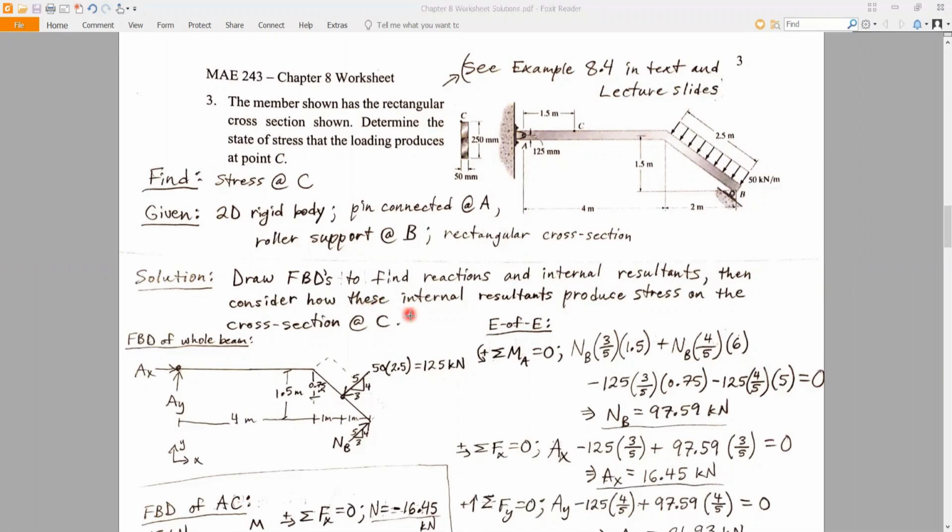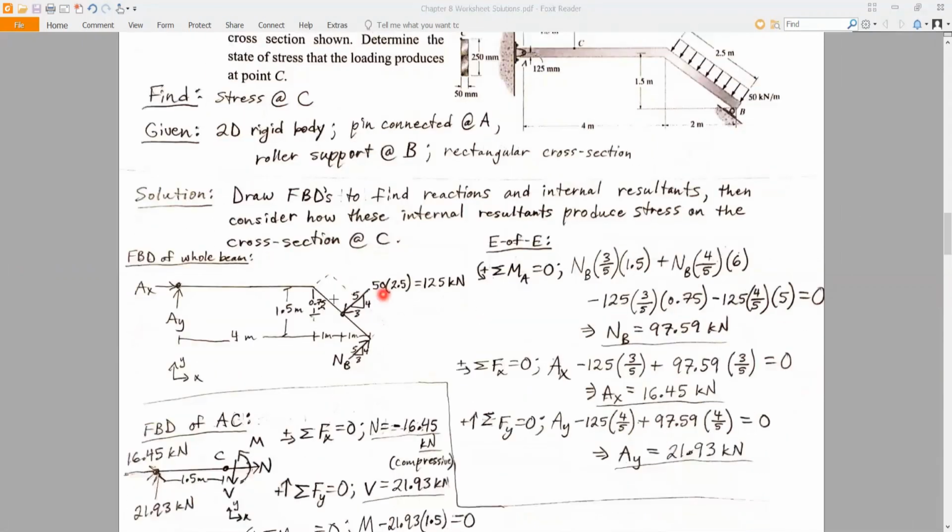So similar to the last problem, number 2 on the Chapter 8 worksheet, and like most of these combined loading problems, we're going to start by drawing our free body diagrams to find our reactions and internal resultants. And then we're going to look at how those internal resultants produce stress on the cross-section itself at the point that we're concerned with, which is point C.